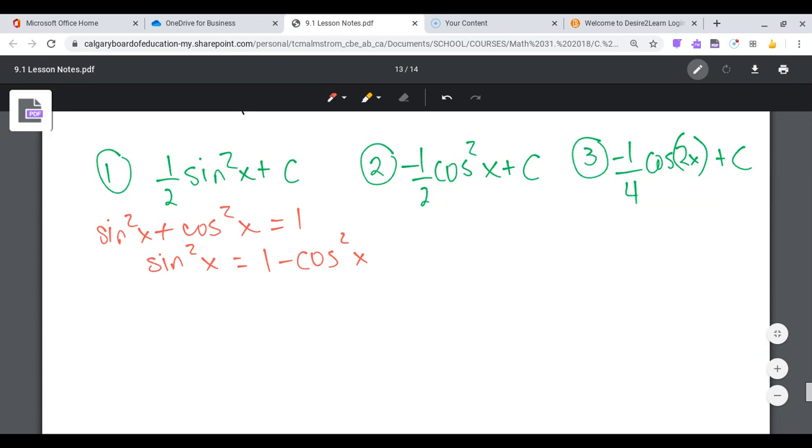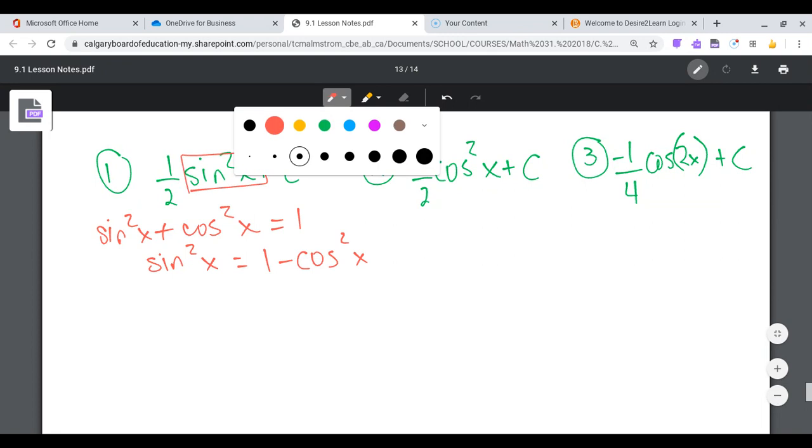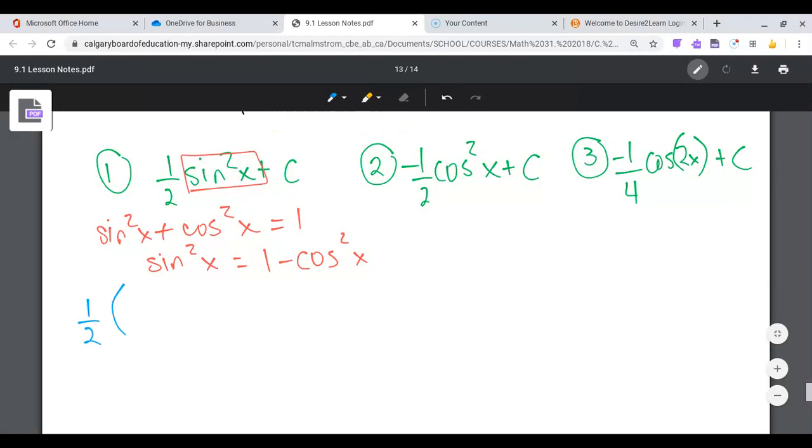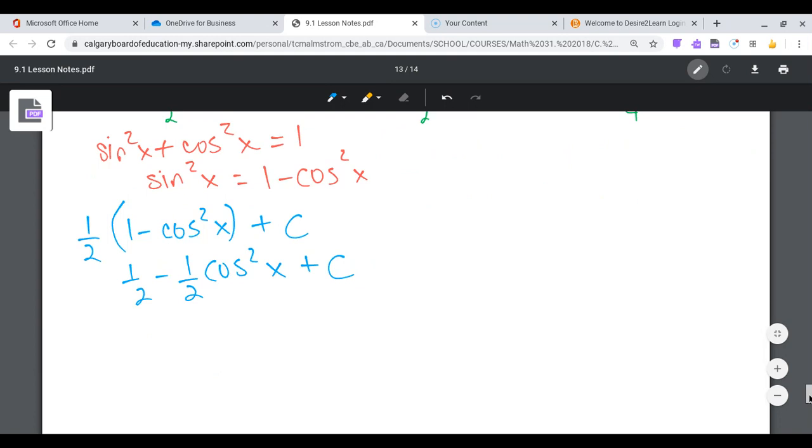So let's substitute that in for my sine squared in this first one. I would now have 1/2 multiplied by 1 minus cos squared x plus c. Multiply that out, I get 1/2 minus 1/2 cos squared x plus c. And then I'm just going to rearrange that a little bit: negative 1/2 cos squared x plus 1/2 plus c.